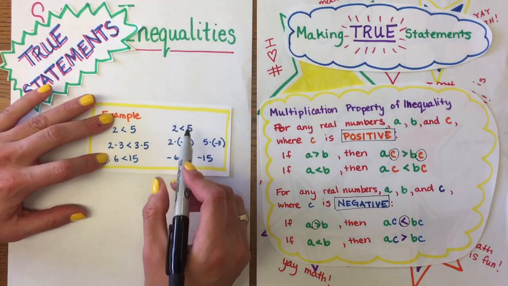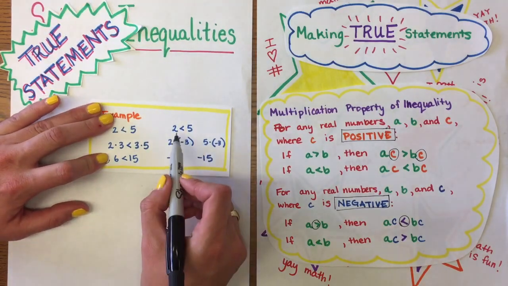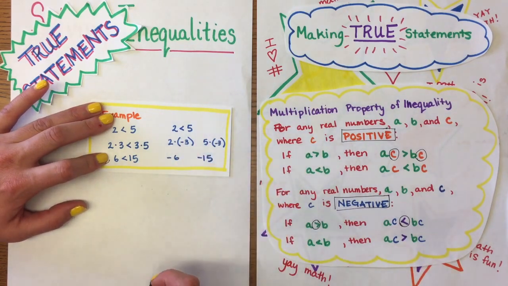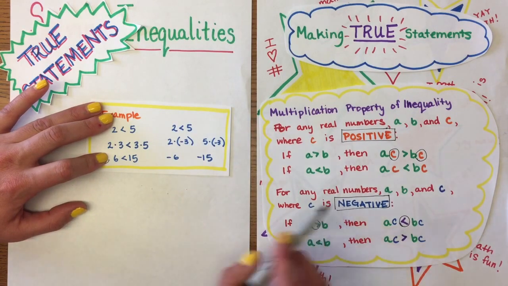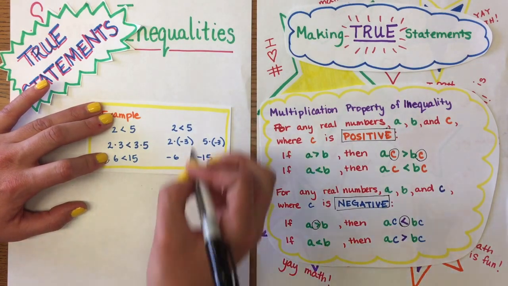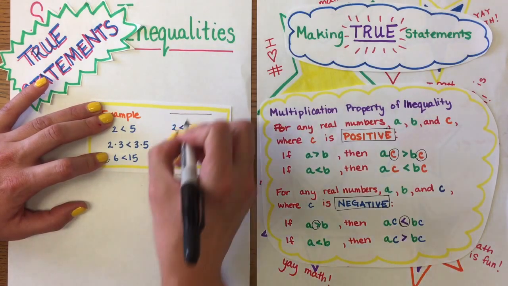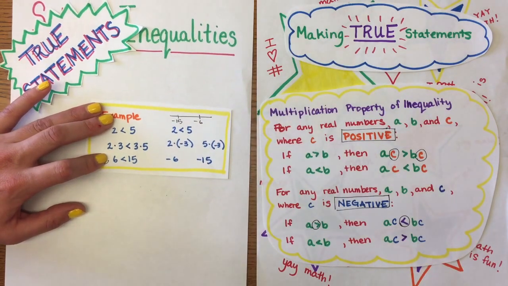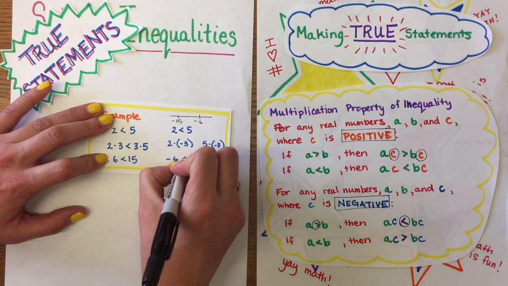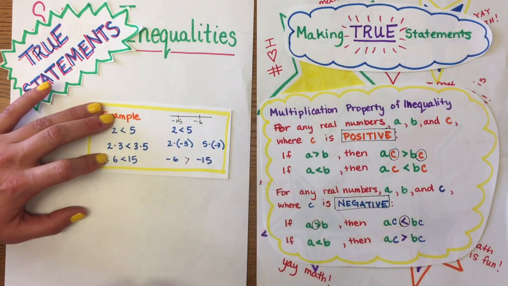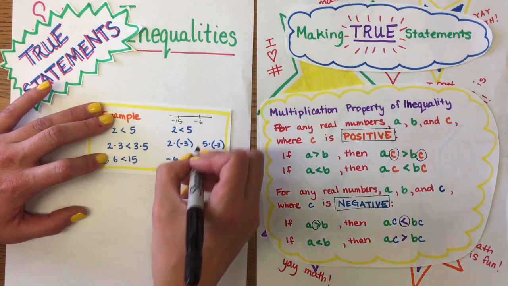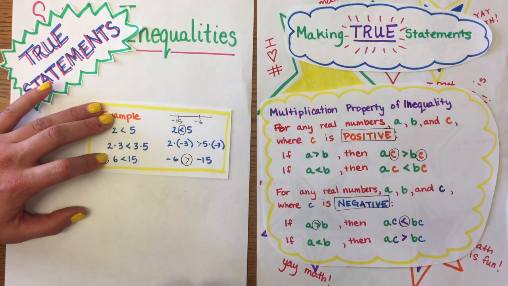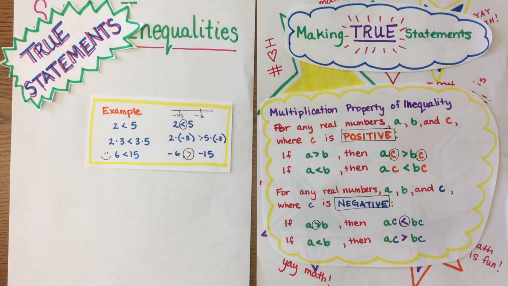If I multiply by a negative number, I'm still starting with 2 is less than 5. I now have 2 times negative 3 and 5 times negative 3. So I've multiplied by a negative number. Now I have negative 6 and negative 15, and I want to look at those. Negative 15 is now to the left of negative 6. So negative 15 is now less than negative 6, so negative 6 is greater than negative 15. So what happens when I multiply both sides by a negative number is I have to change my inequality symbol.